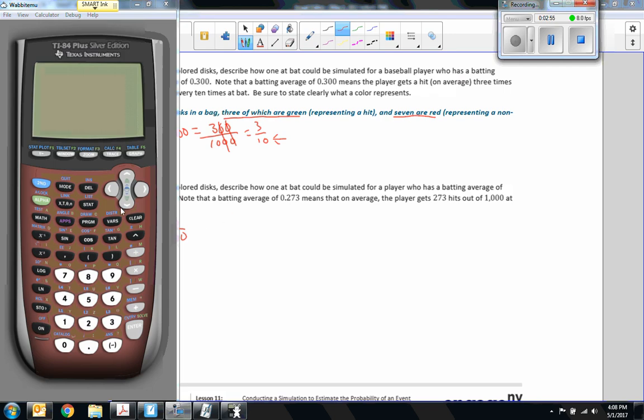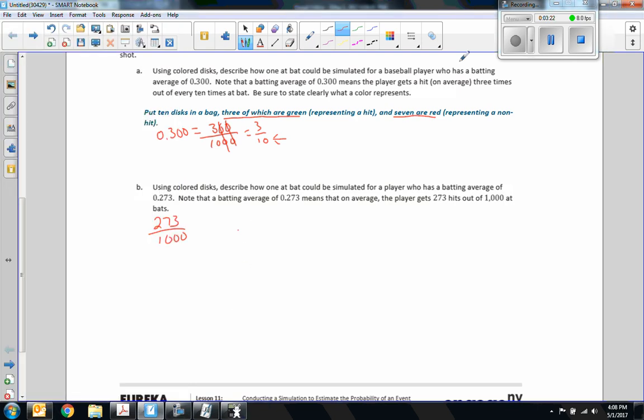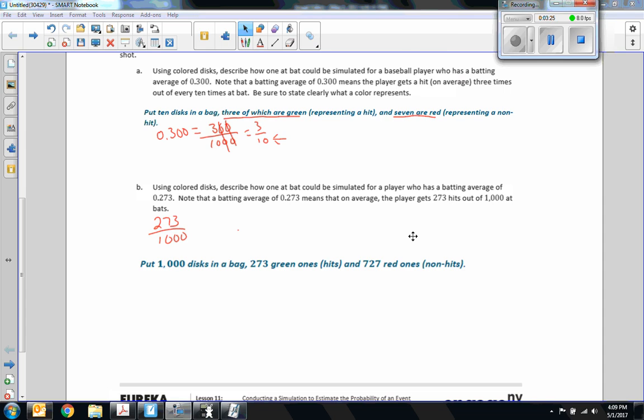Okay, so I brought in our calculator, and now I'm going to show you that if I take 273 and divide it by 1,000, I get 0.273. That is our value. Now, this calculator, if I hit math and hit fraction, will turn a decimal into a fraction. And if it puts it back to the original, it means it cannot be reduced. So the total number of discs I would need in this case would be 1,000 discs. Okay, so to answer this question, we would have to put 1,000 discs into a bag, 273 green ones for hits and 727 red ones that are non-hits, totaling 1,000.